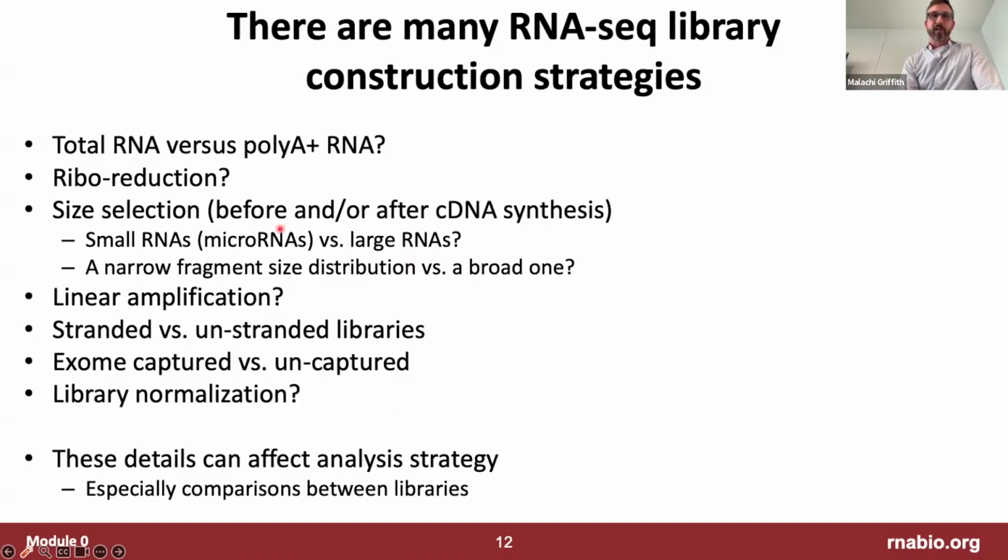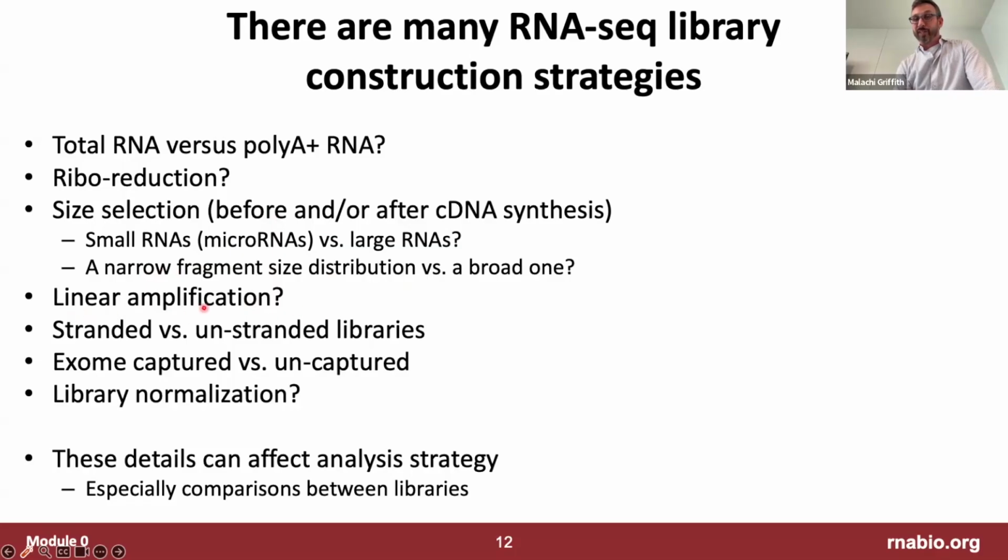and how that might influence the analysis. So, for example, some people purify polyadenylated RNAs before making a library. Others start with total RNA and do a riboreduction step to remove the highly abundant ribosomal species. I'll talk a bit more about that on the next few slides. There are differences in the way size selection may be done with fragmentation or enzymatic before and/or after cDNA synthesis. If you're working with small RNAs, there's definitely going to be some different approaches there.